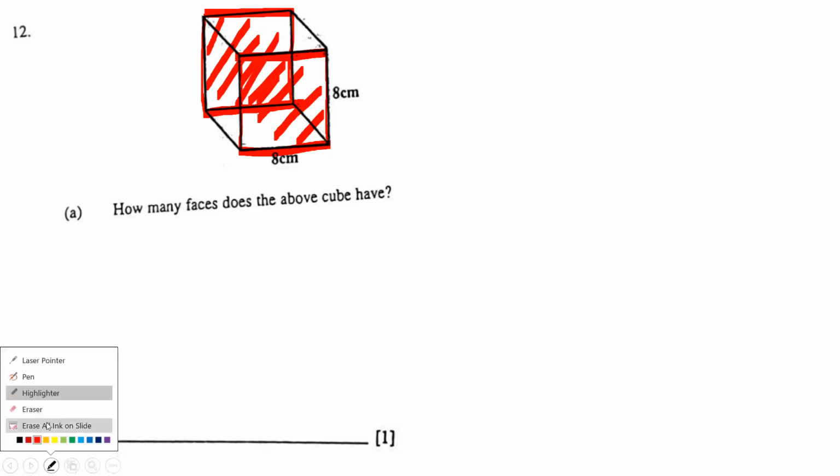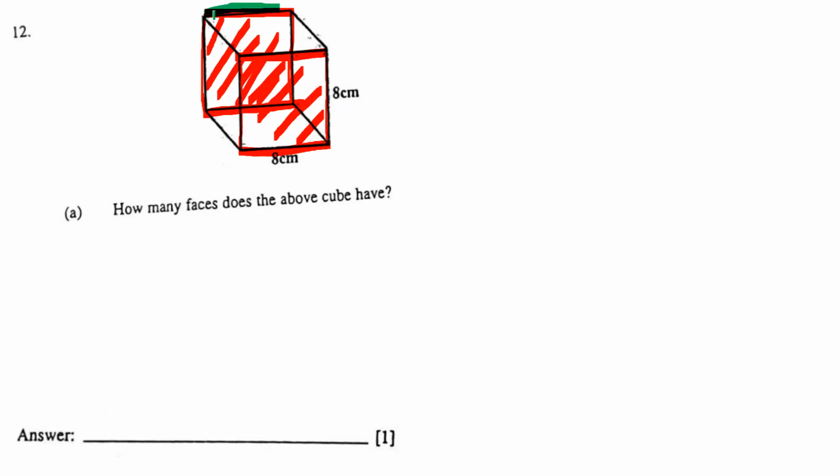Then what else do we have? We have the one that is on the top. That's another face. That makes 3 faces, and then we have the one at the bottom. That makes 4. So we have the one at the top, we have the one at the bottom, the one in the back, the one in the front. And then the last 2 are going to be the ones that are to the side.